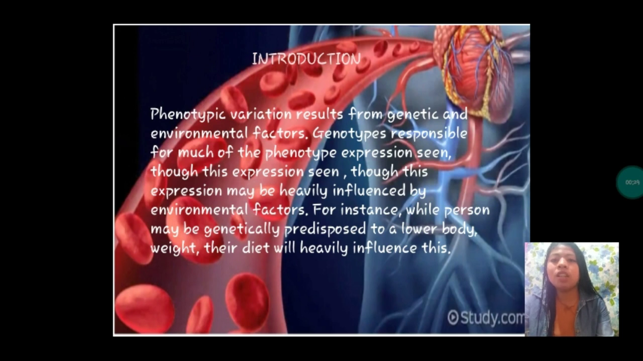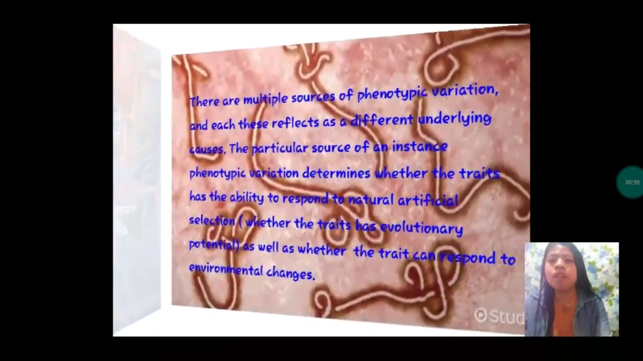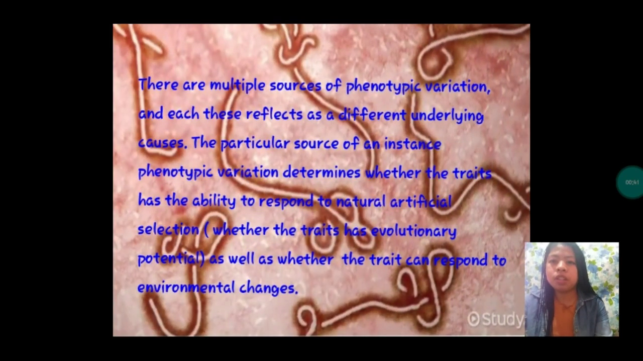For instance, one person may be genetically predisposed to a lower body weight, but their diet will heavily influence this. There are multiple sources of phenotypic variation, and each reflects a different underlying cause.